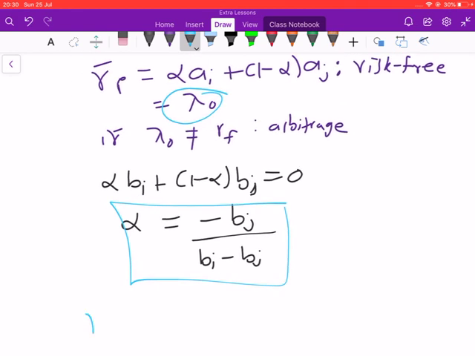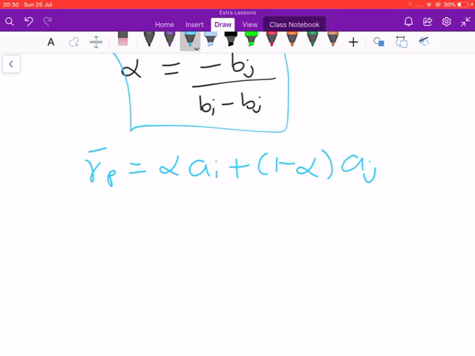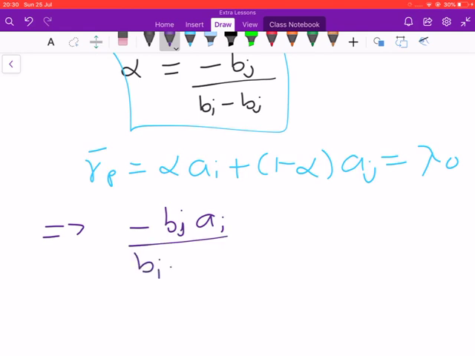What we are left with for our portfolio return is basically lambda, alpha AI plus 1 minus alpha AJ. And in place of alpha, we can just put minus BJ over BI minus BJ. So this will make something like this: you will have minus BJ AI, this is supposed to be J, over BI minus BJ.